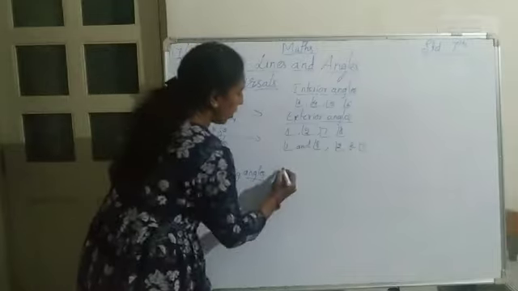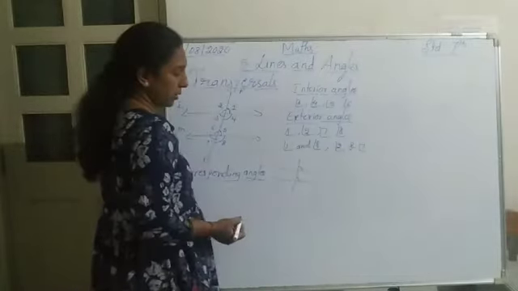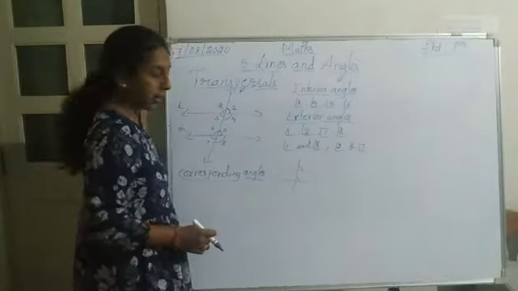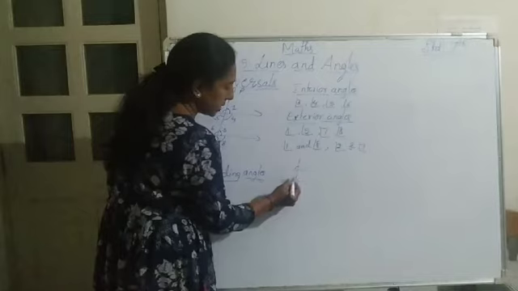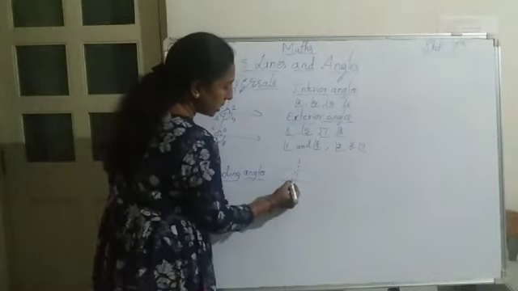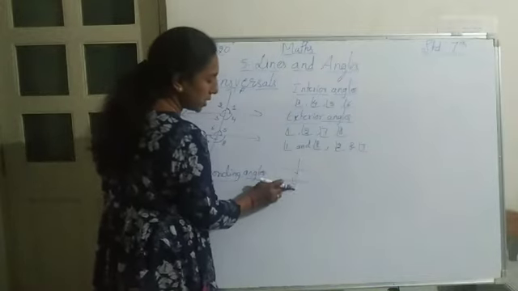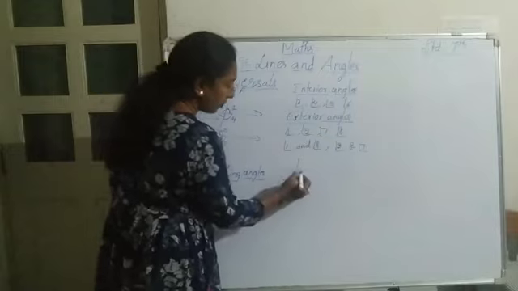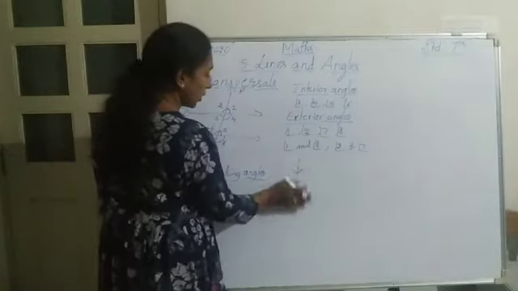If I wanted to draw, see here, this is the corresponding angle. These two we say are corresponding angles. And here, if I consider this, this is the corresponding angle for these two. This is the corresponding angle for this, and this is the corresponding angle for this. Okay, so this is about the corresponding angles.